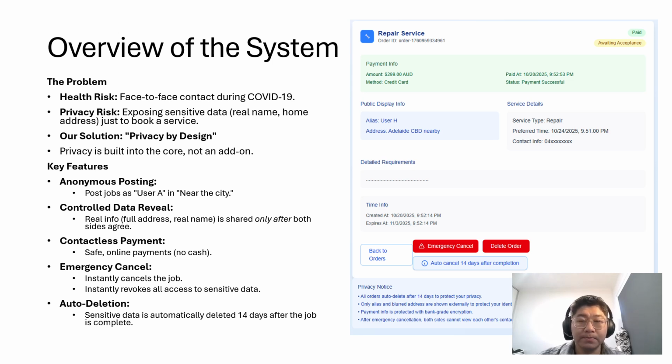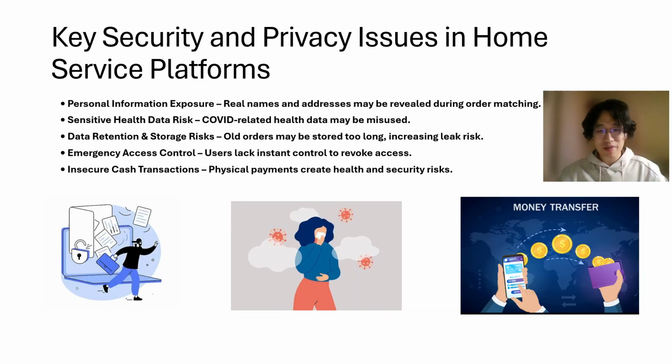Thank you. During the pandemic, home service applications became essential, but they also introduced serious privacy and safety concerns. First, personal information exposure. Users' real names and exact addresses may be shared with strangers placing their orders. This creates a clear risk of identity theft and even physical safety issues.